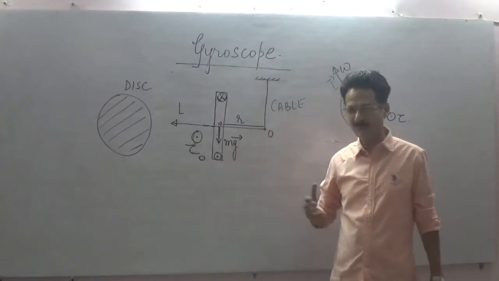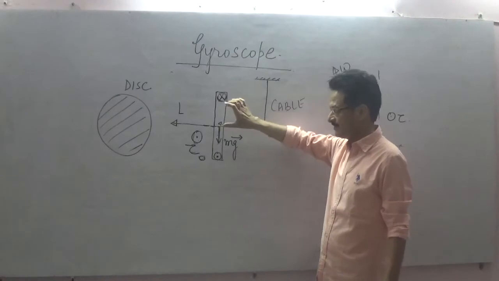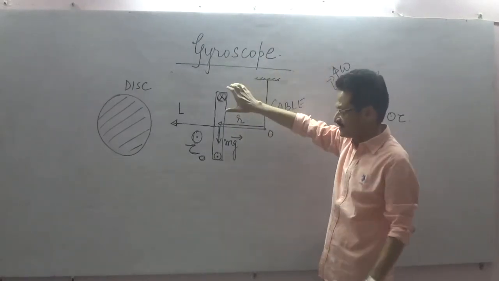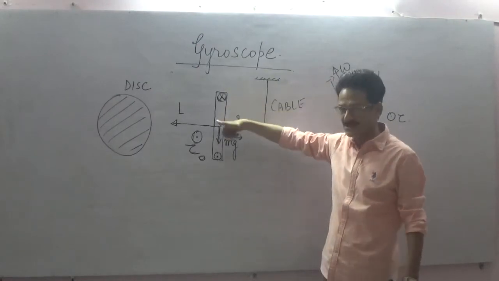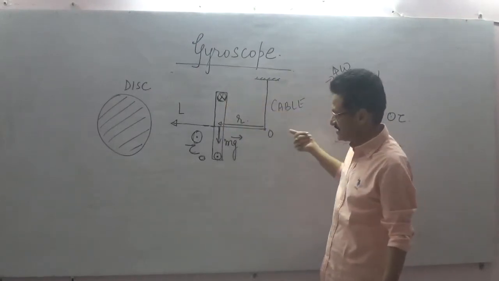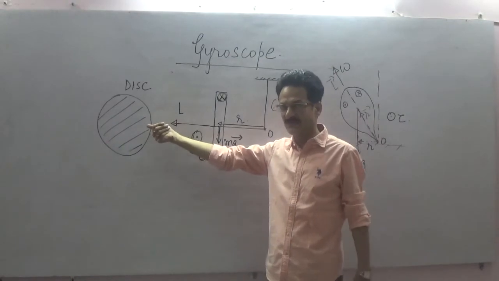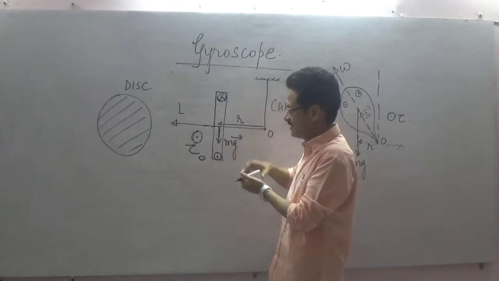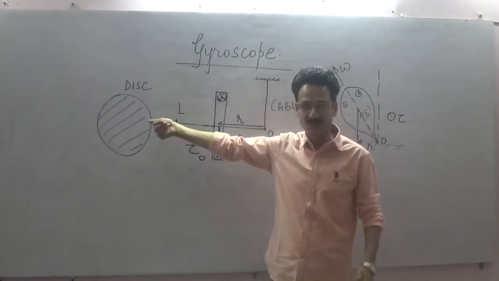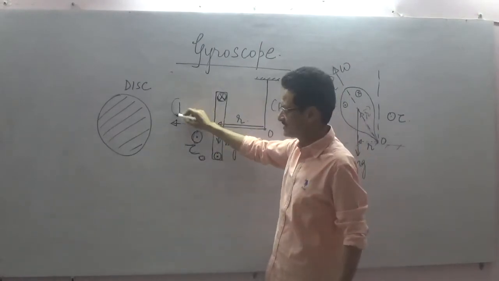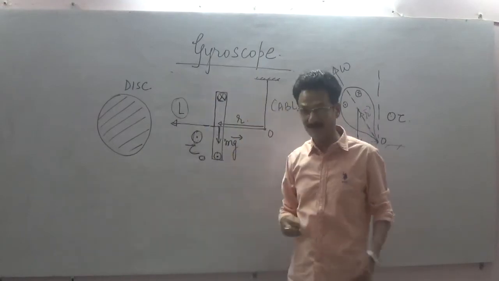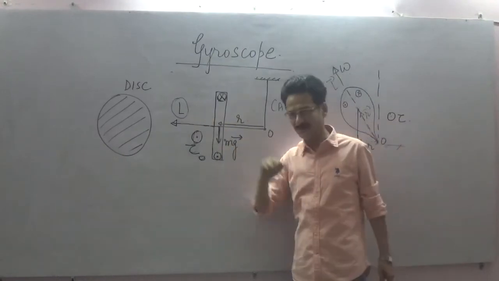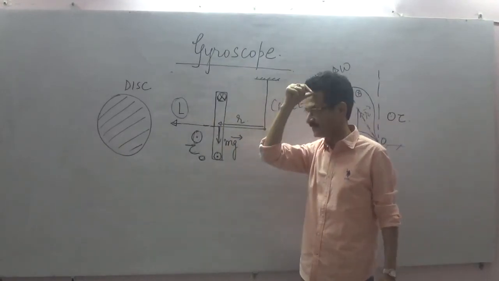The direction of the angular momentum can be found by curling my right hand fingers in the direction of rotation of the disc. The extension of my thumb gives me the direction of the angular momentum. So this is the direction of the angular momentum. L stands for the angular momentum of the disc. We are assuming that it is rapidly spinning and the angular momentum is in this direction.